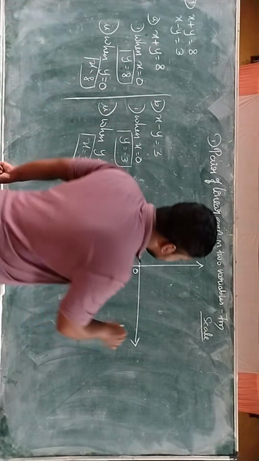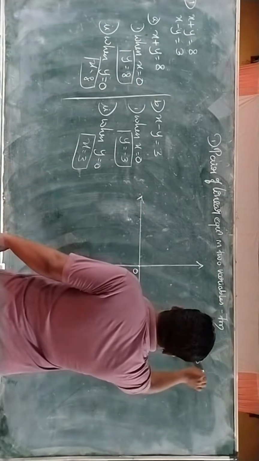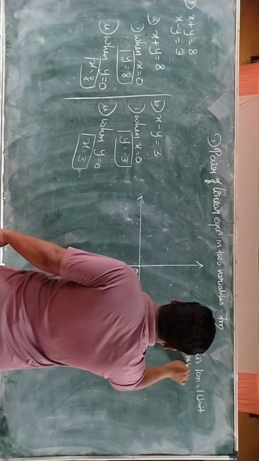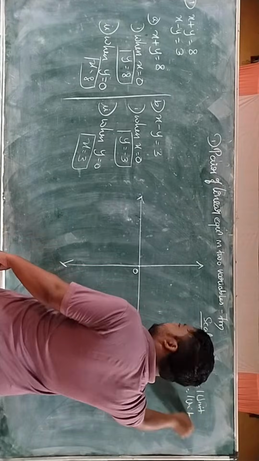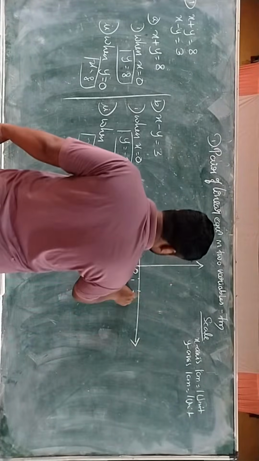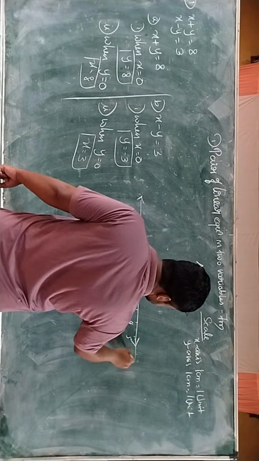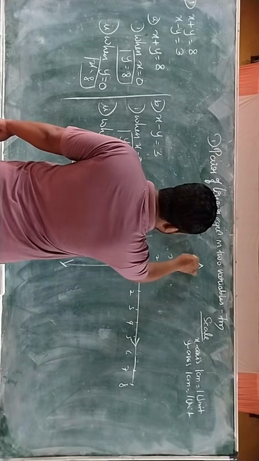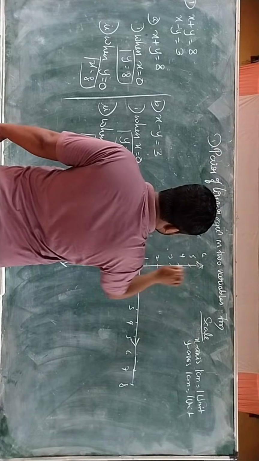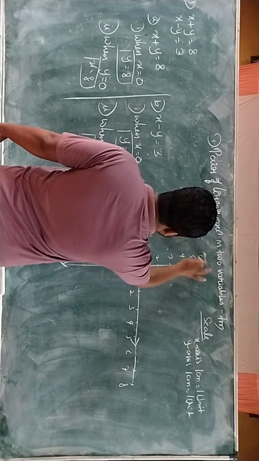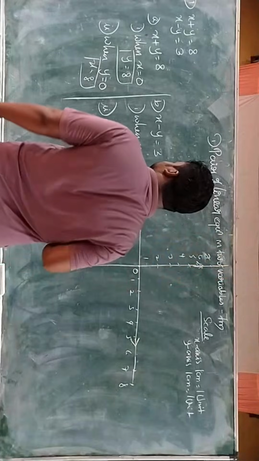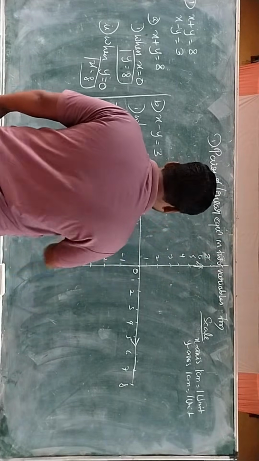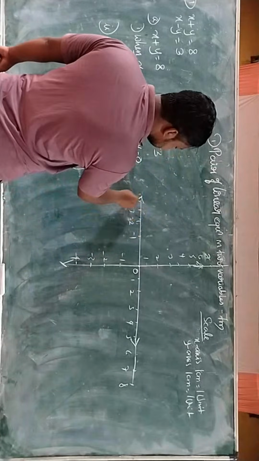So I can take the scale: x-axis, 1 centimeter is equal to 1 unit. Similarly, y-axis, 1 centimeter is equal to 1 unit. Okay. So here it is 1, 2, 3, 4, 5, 6, 7 and 8. Similarly, 1, 2, 3, 4, 5, 6. Minus 1, minus 2, minus 3, minus 4.